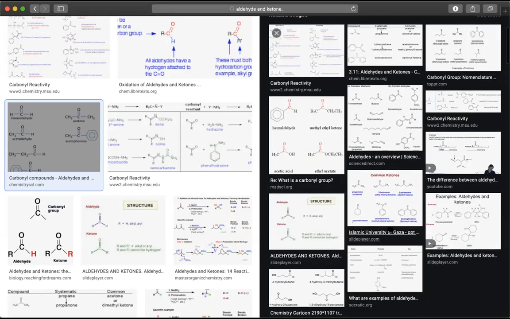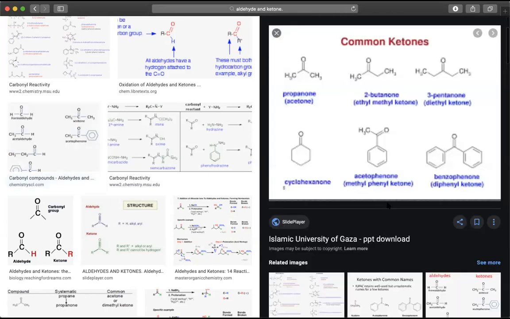I'm looking for those ones. This one, acetone. So acetone is different from an aldehyde, because I want you guys to look at this image first. When you are done, you should tell me. Then we go to this one.